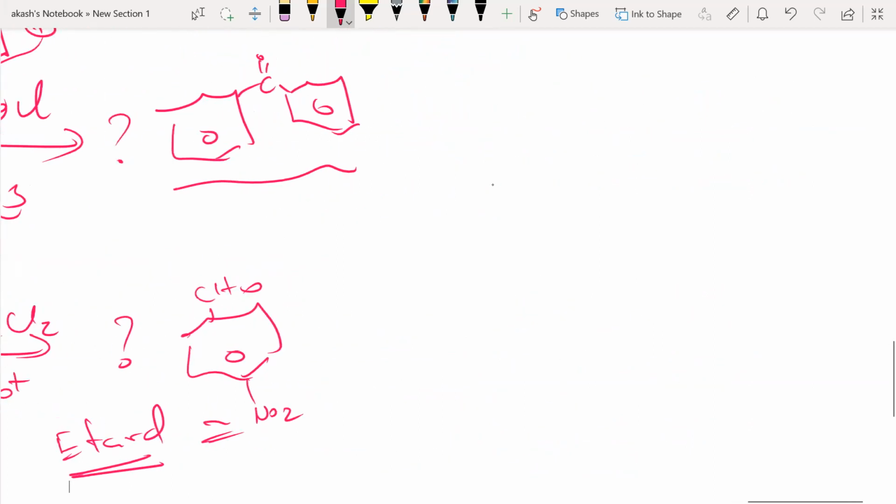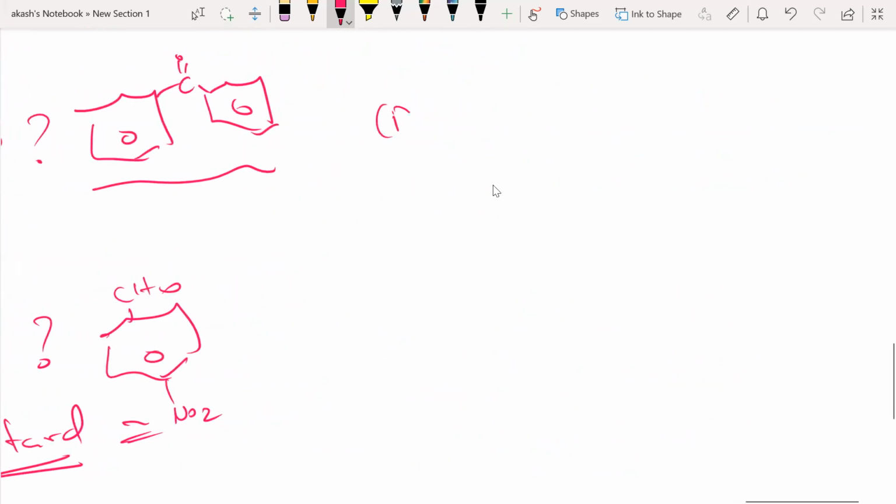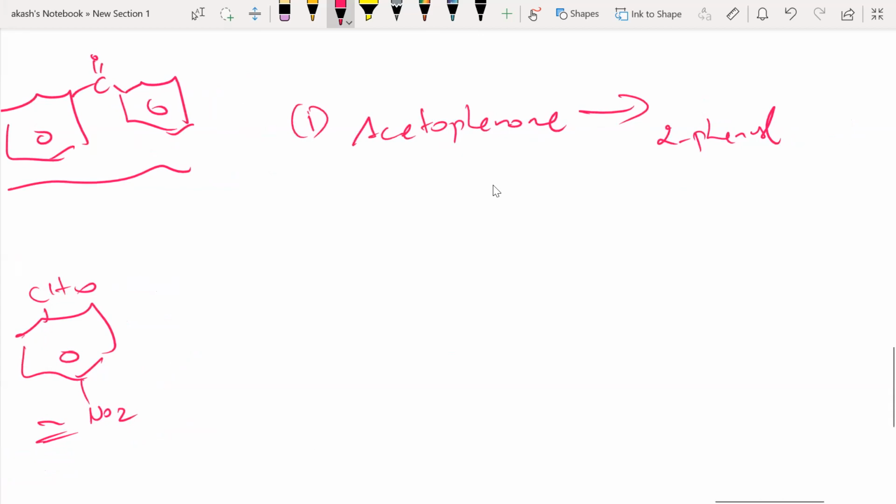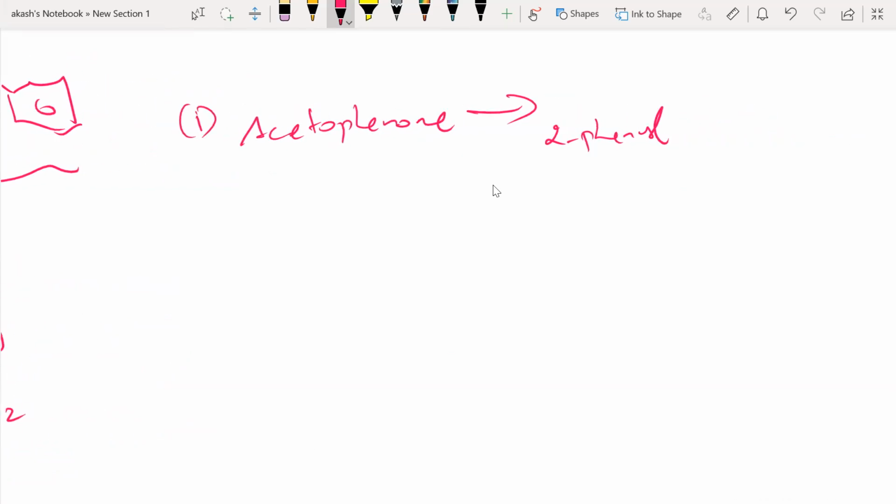Say if I ask you to convert acetophenone to 2-phenyl butan-2-ol. However you want to write it, both are correct: 2-phenyl butan-2-ol or 2-phenyl-2-butanol. I want to do this conversion. Tell me, how will you do this?